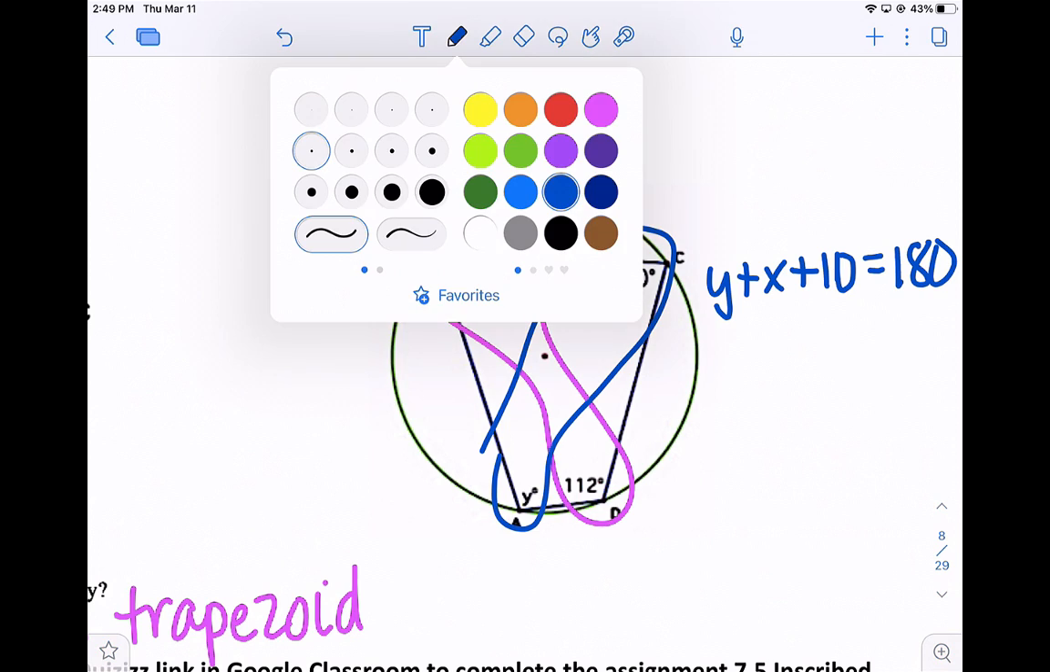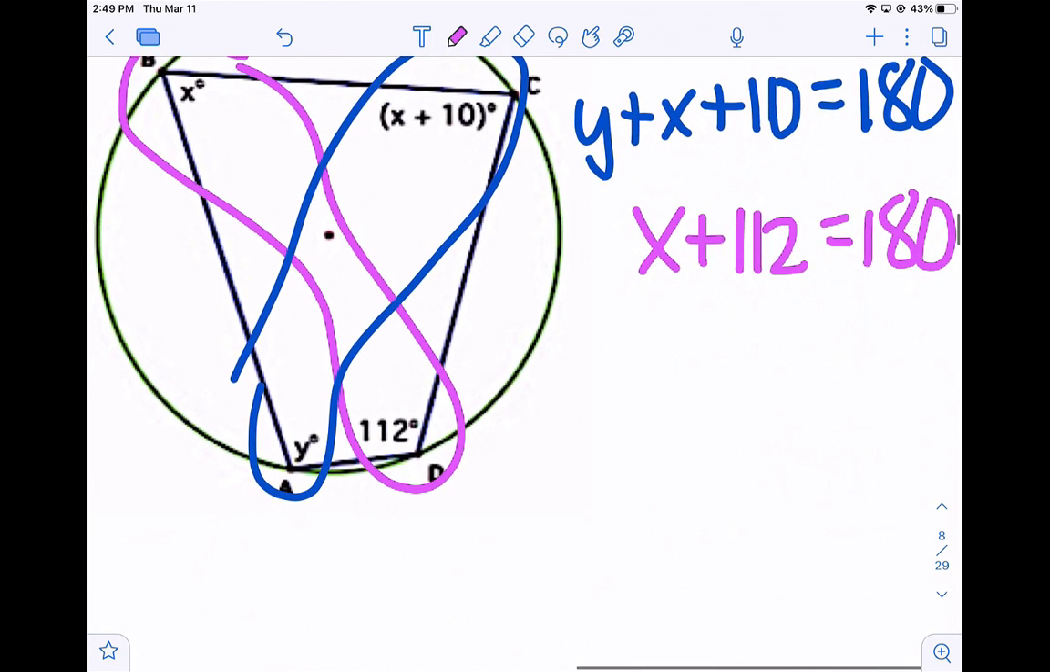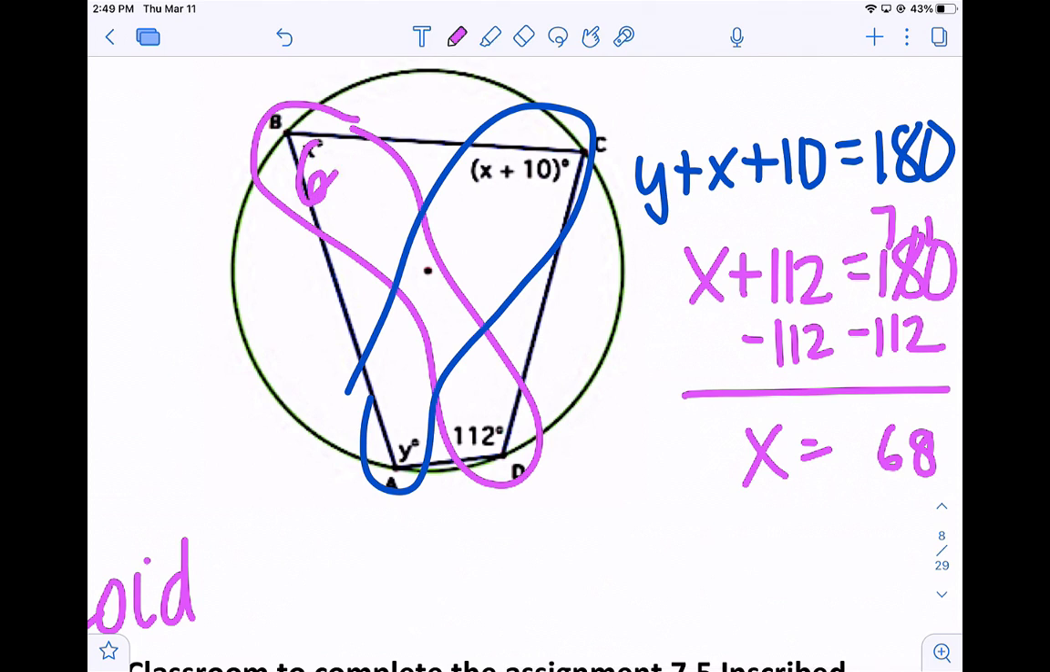So let's take a look at the pink, and we see that x plus 112 equals 180. So this one we can solve. Let's subtract 112 from each side to get x. What will that give us? It looks like 68. So angle x is 68 degrees.